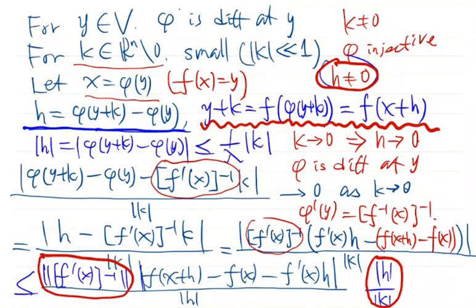And this term, the norm of the inverse matrix, is a fixed number. It does not depend on h or k. Therefore, this is a constant. For the fixed x, this is a constant, so we don't care about it. Okay. Now this part.